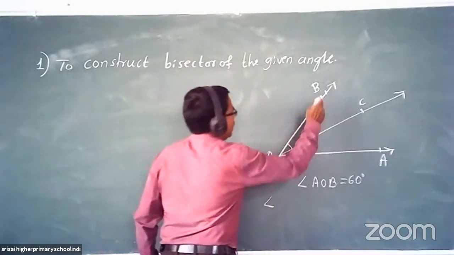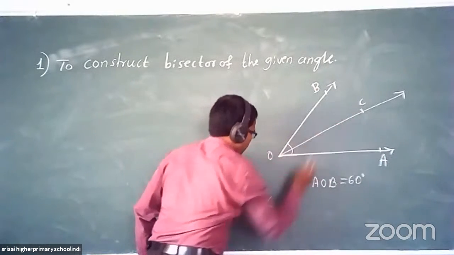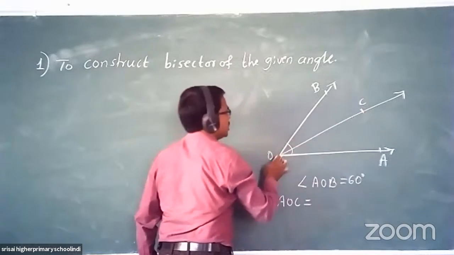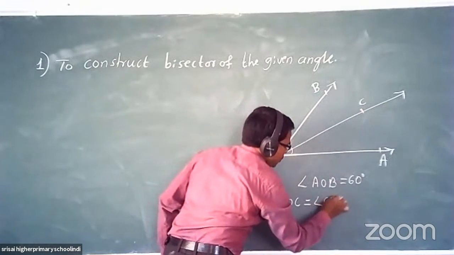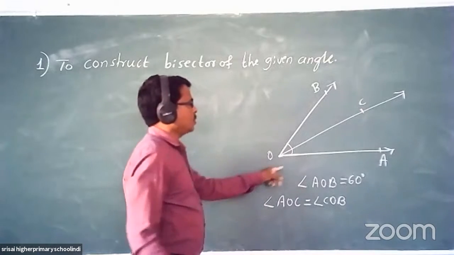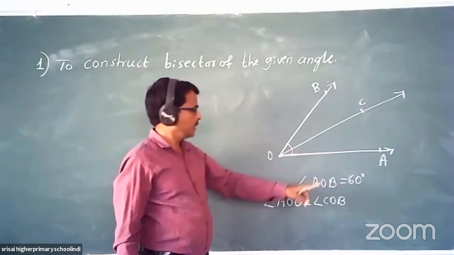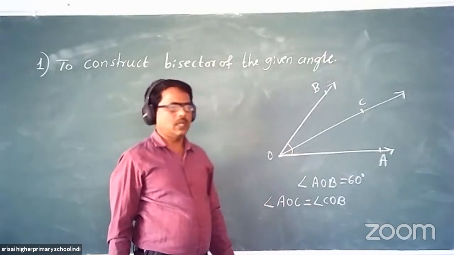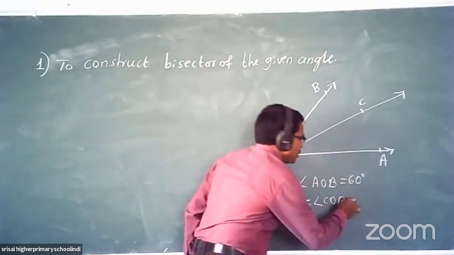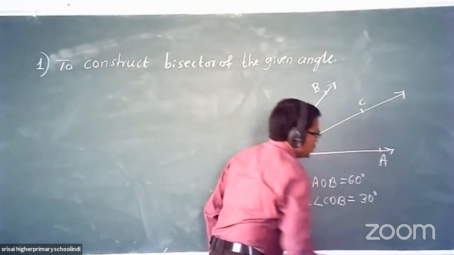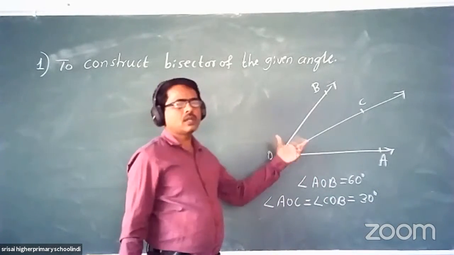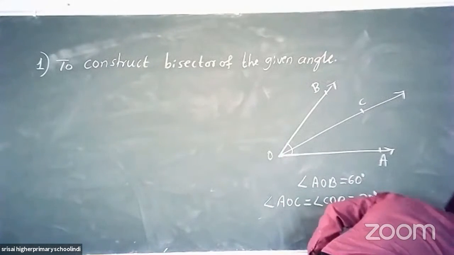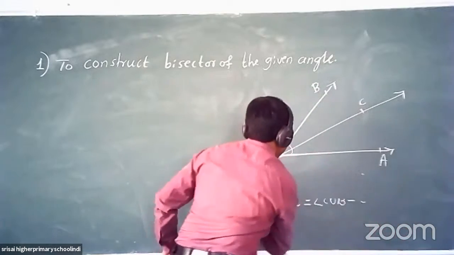if angle AOC is equal to angle COB, then we call OC an angle bisector. AOC and COB both should be equal. Means if this is 60, both should become 30. Both should be 30 degrees. Then OC is called the angle bisector.